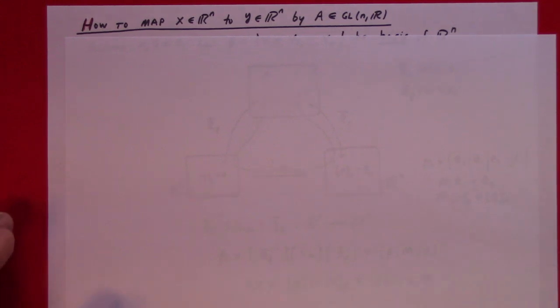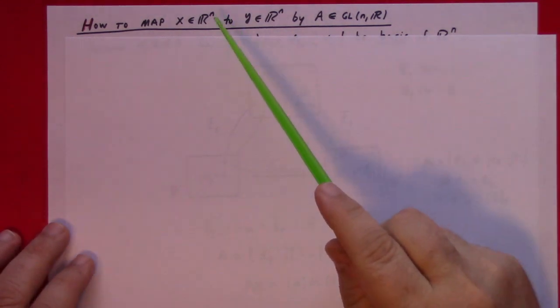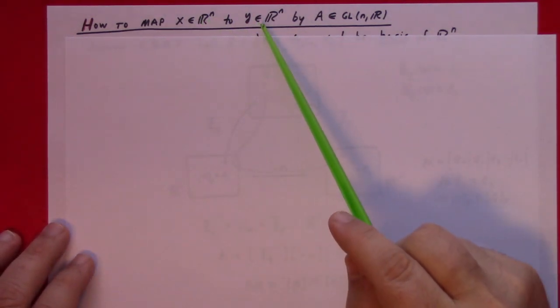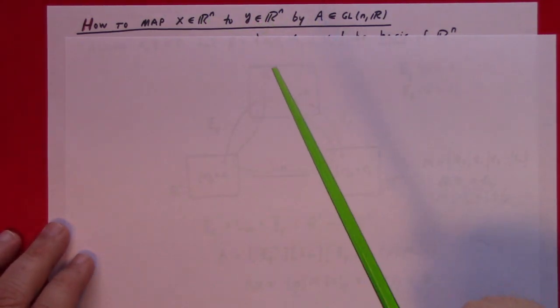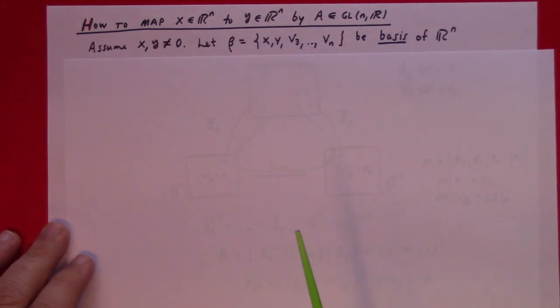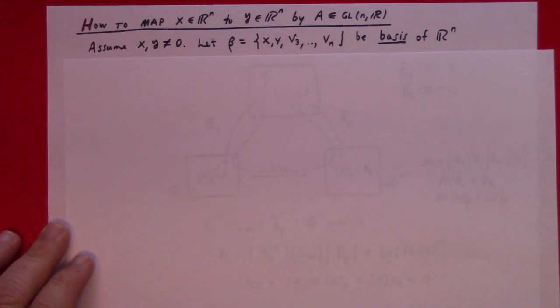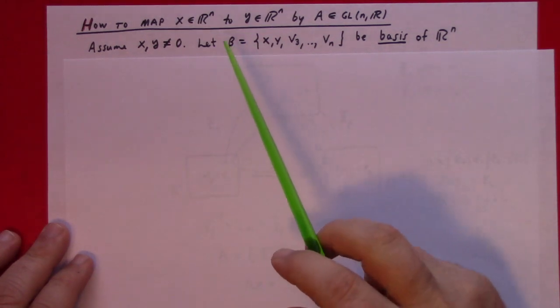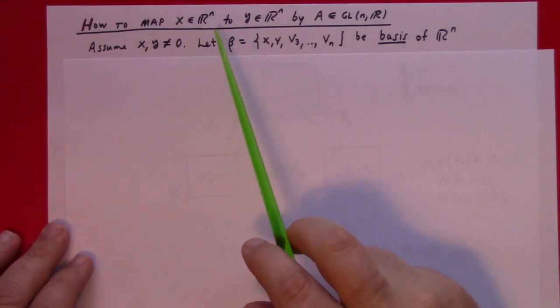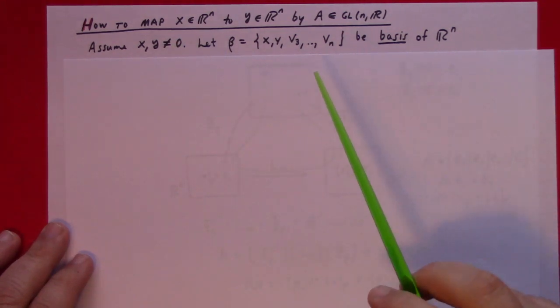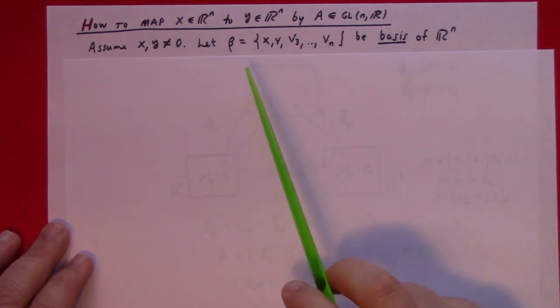Alright, let me begin with a little video here about how to map a point x in Rn to another point y in Rn by an invertible matrix. So to keep it interesting, we're going to assume they're both non-zero, because otherwise, the only way to map x to y is if they're both zero. So let's suppose they're both non-zero.